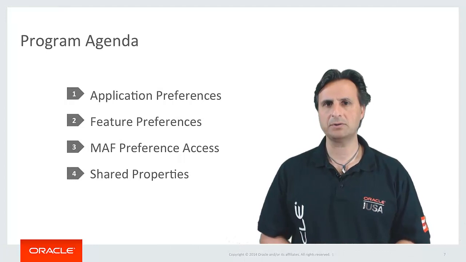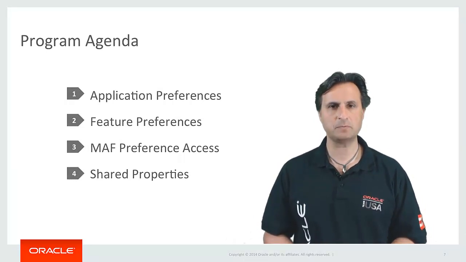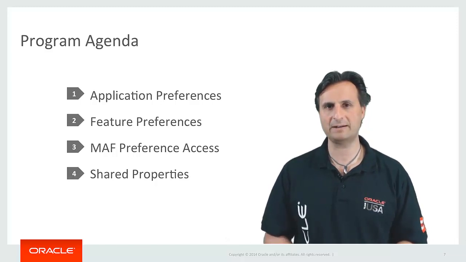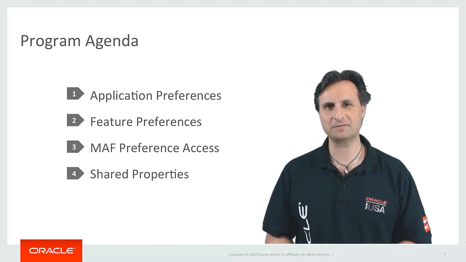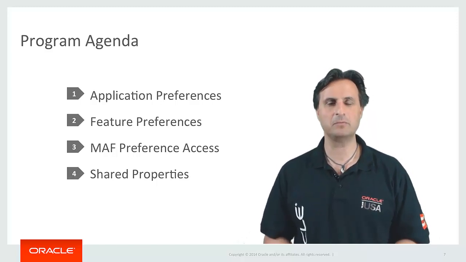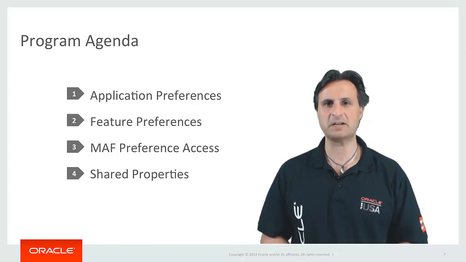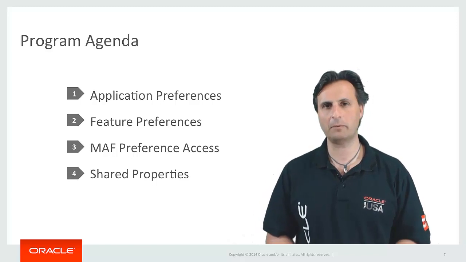What I want to talk about in the next minutes is application preferences and feature preferences, just for you to understand what that is in MAF and what the differences are. I will show you, and that's I guess the key of this talk here, how to access the preferences from your application, from your logic in your application, and how to do this from expression language and from Java, as when you work with AMX, then Java is your programming language.